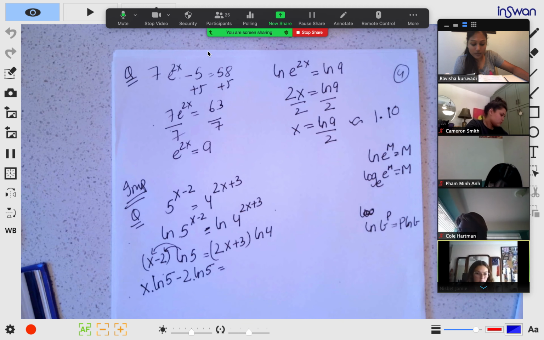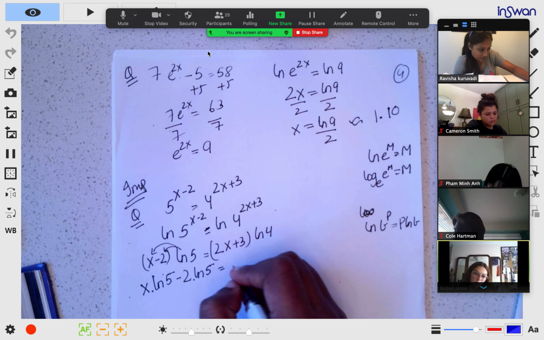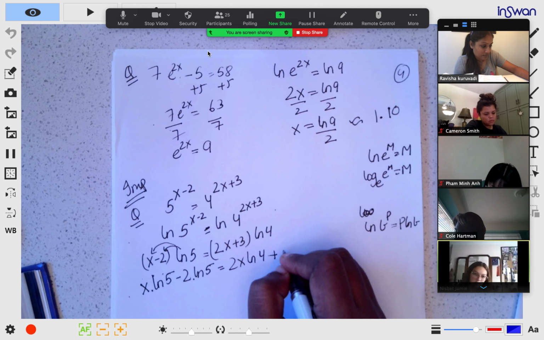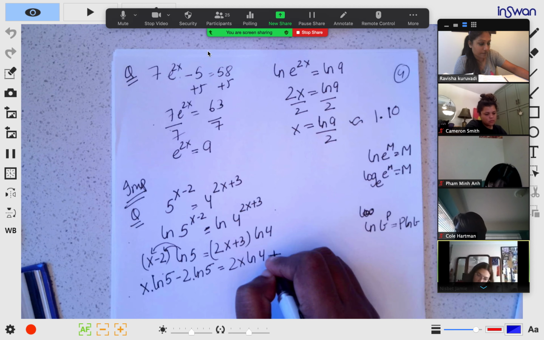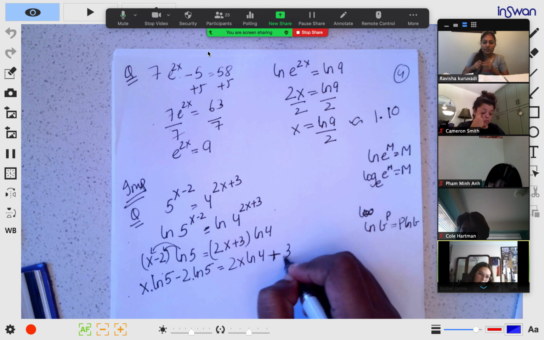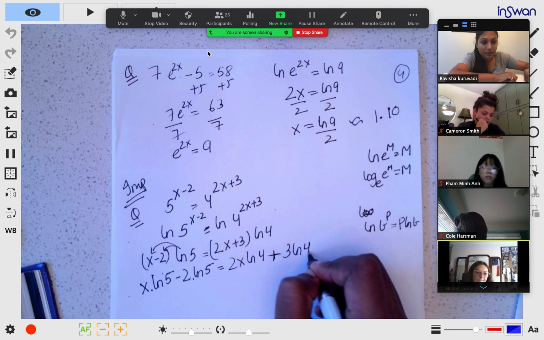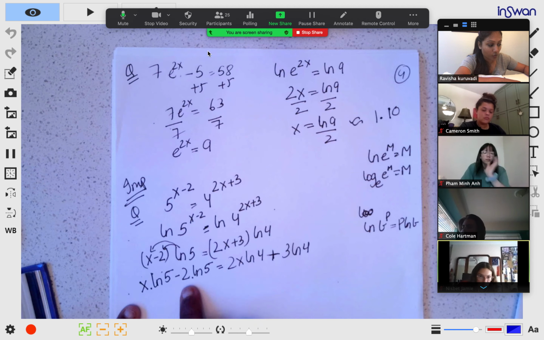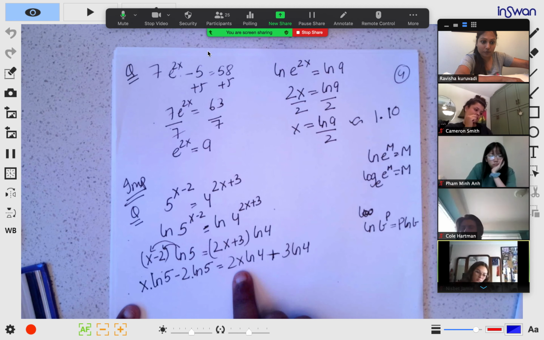Can you tell me this side, what do you get? 2x ln 4 plus 3 ln 4. Correct. Now you have 4 terms, Jamie: x ln 5, minus 2 ln 5, 2x ln 4 and 3 ln 4.